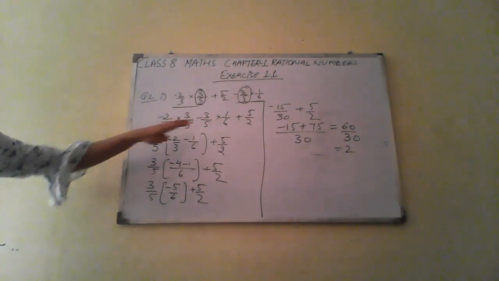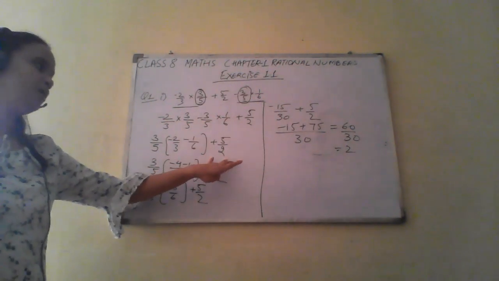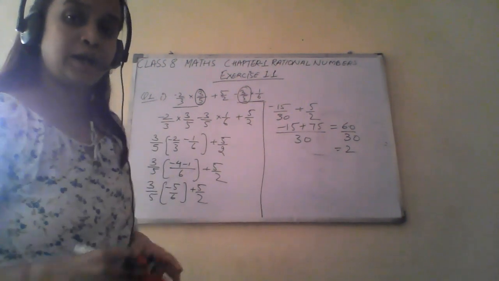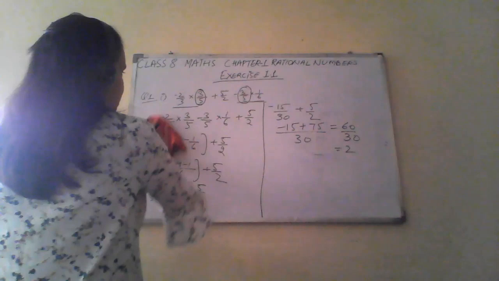So first we have applied commutation, then we have applied distribution. So I hope this must be clear to you. Now we will take up the next part of this question.